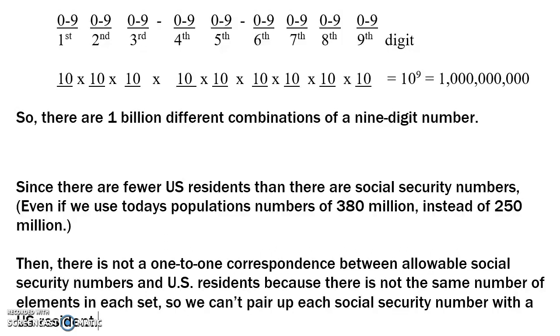So there are more Social Security numbers than there are U.S. residents. So we wouldn't be able to pair up each Social Security number with a U.S. resident, which is the definition of a one-to-one correspondence.